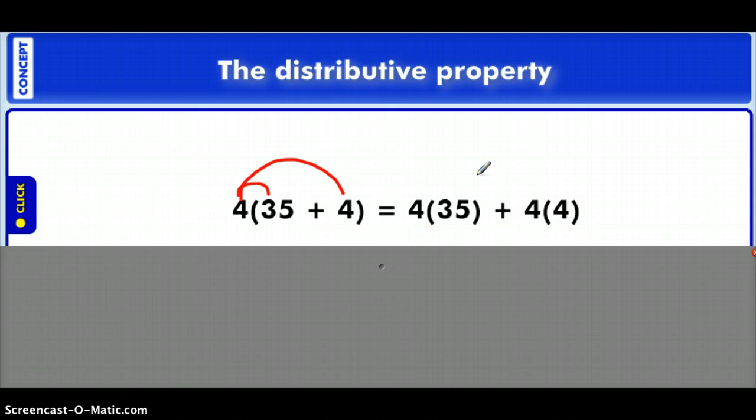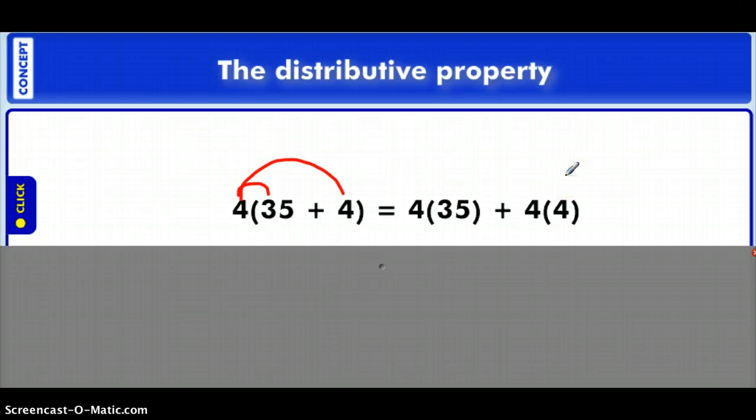But the distributive property itself says that you can redistribute anything outside the parentheses, you can distribute to everything inside the parentheses. So this would be 4 times 35 plus 4 times 4. Now, could we do it another way without using the distributive property? Absolutely we could. We could say 35 plus 4 is 39 and multiply that answer times 4, and we get exactly the same thing as when we use the distributive property.